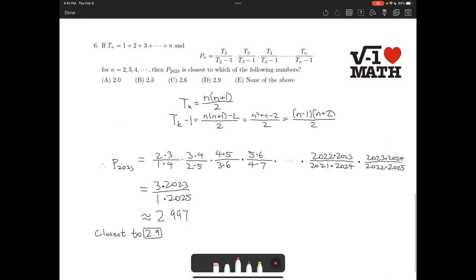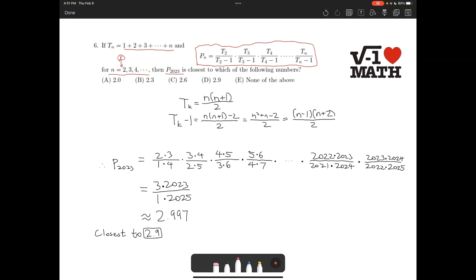Moving on to problem number 6. If t sub n is equal to the sum of all integers from 1 to n, and p sub n is this complicated ratio over here, for n equal to 2, 3, 4, etc., notice that they don't include 1. Then p sub 2023 is closest to which of the following?